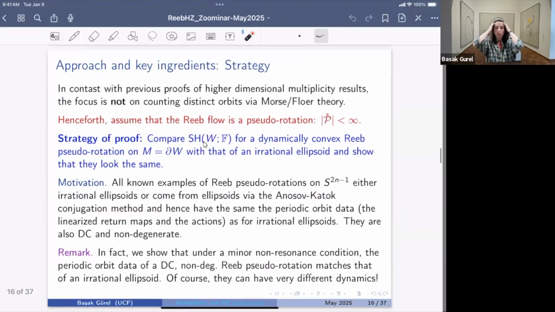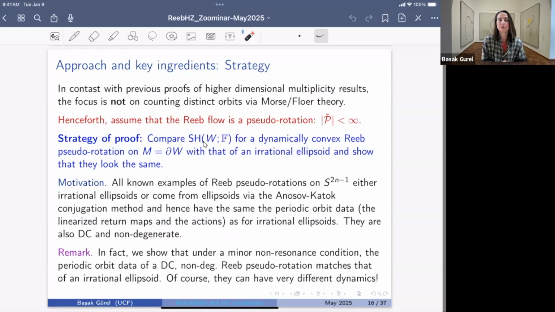So after this notation, what is the strategy of the proofs of these results? One thing that is fundamentally different from a lot of the multiplicity results, which are based on dynamically type count, is that we're not trying to count. I mean, there will be some counting here too, but our focus is not counting distinct orbits using some kind of Morse theory or Floer theory. What we are going to do rather is compare the persistence module with that of an irrational ellipsoid.